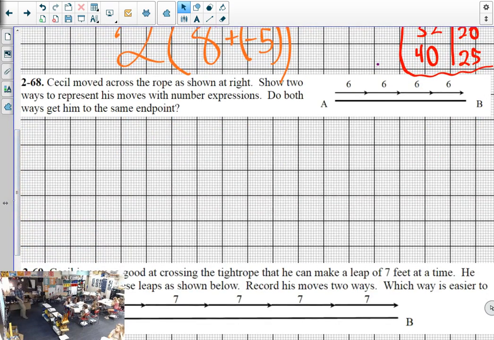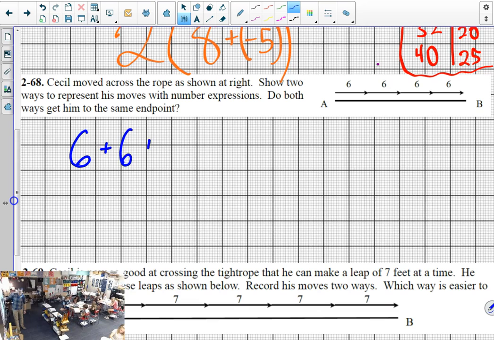Cecil's got a tightrope spanning from A to B. He takes these moves. How can we help him represent this more easily? I'll give you like 30 seconds. Then show 2 other ways, so not just one other way, 2 other ways. So we obviously see what it's written is 6 plus 6 plus 6 plus 6.